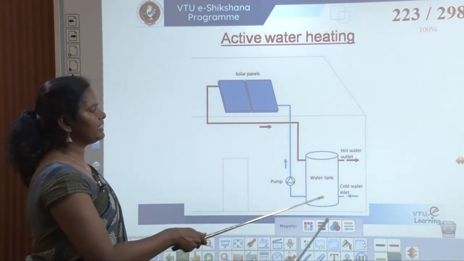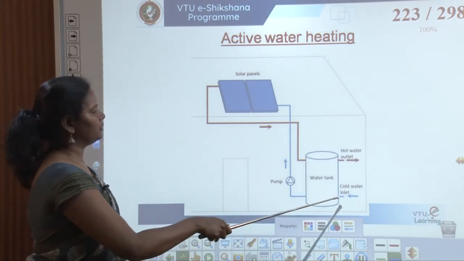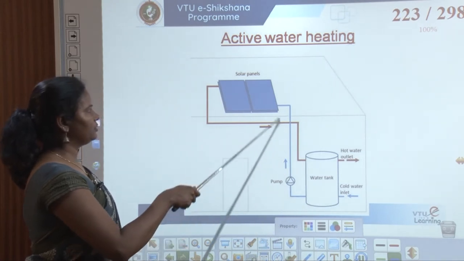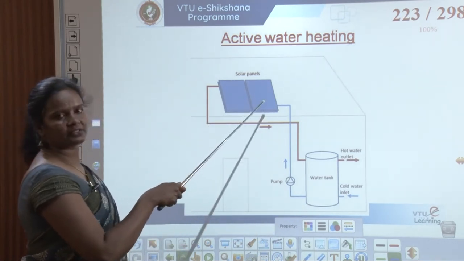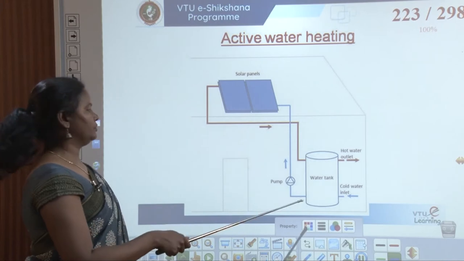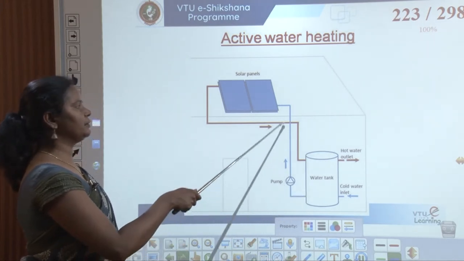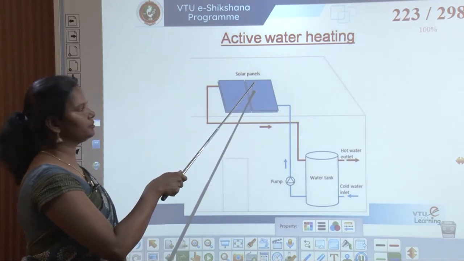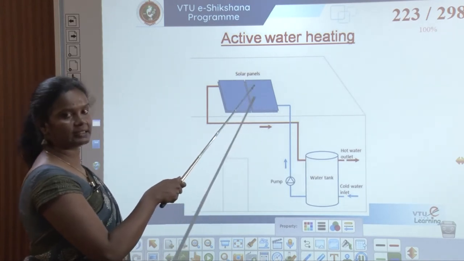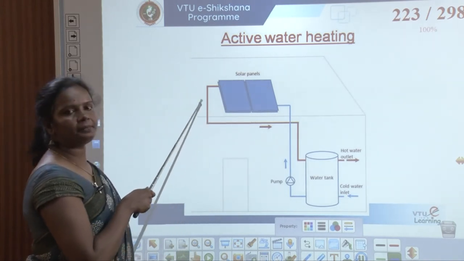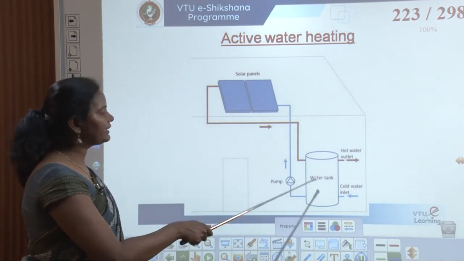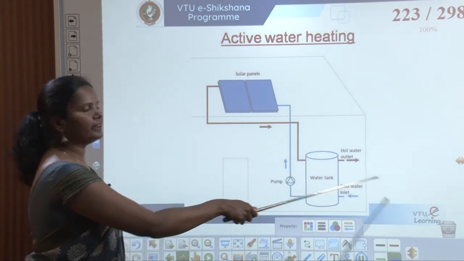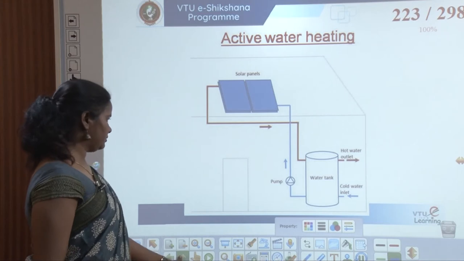When the water tank is at a lower level, the water is allowed to the solar panel, which is called a collector. From the water tank, the pump is used to lift the water and provide it to the solar collectors. From there it gets heated up, and then the water is again collected in the same storage tank and let outside.